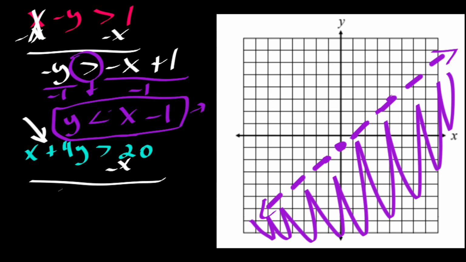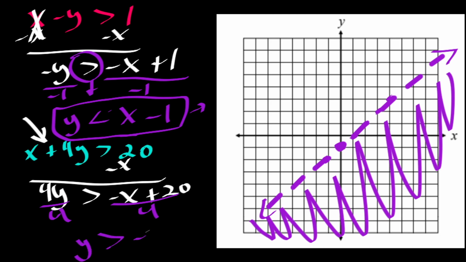I think most of us by now are probably pretty good with that. 4y greater than negative x plus 20. And now we're going to divide by 4 on both sides. So we would end up with y greater than negative 1 over 4x plus 5. So that's our second inequality.